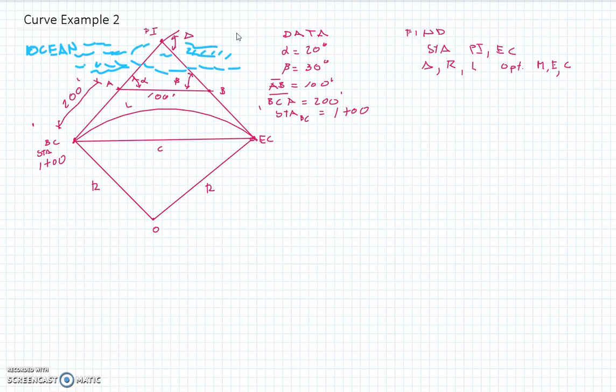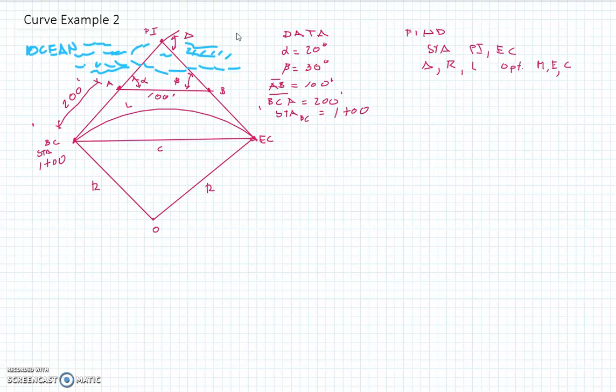So what the surveyors do is make a point before the water and measure the distance from here to what I call A and B, and measure the angles, which helps you find all the elements of the curve. In this problem, they give you alpha, which is 20 degrees, and beta, which is 30 degrees. The distance from point A to point B is 100 feet, and from the beginning of the curve to point A, they also give you 200 feet.